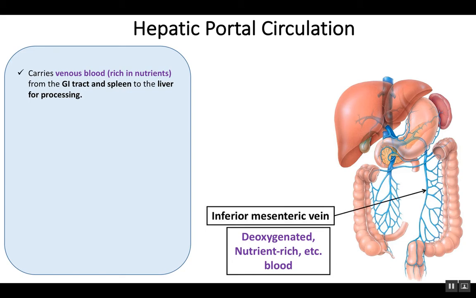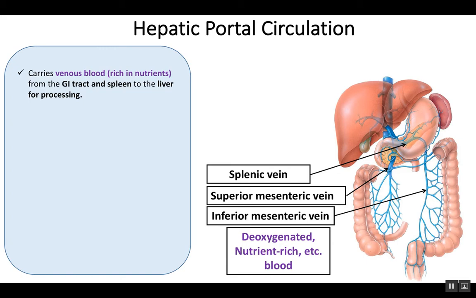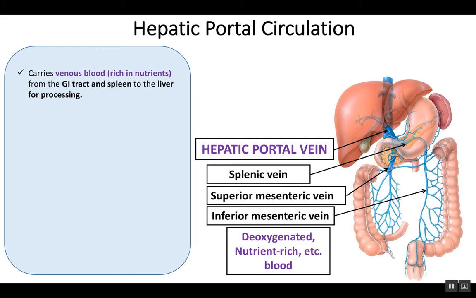So we have the veins that merge to form the portal vein. They are the inferior mesenteric, the superior mesenteric, and the splenic vein. So those three veins actually merge together to form the hepatic portal vein. I want to emphasize this is much different than veins we're going to call the hepatic veins. This is the hepatic portal vein. It goes into the bottom of the liver.